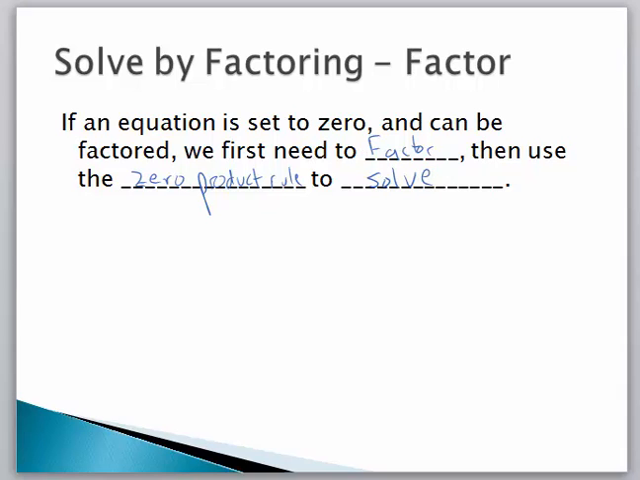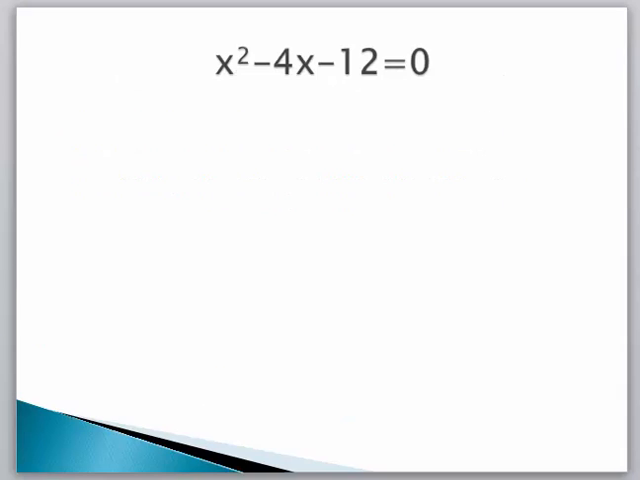Let's take a look at an example and see what that means. So here we have an equation. Our directions are to solve this equation. So we notice it can be factored. So that's what we need to do. We need to factor. So this, we looked at our factoring strategy. I know this one is 3 terms.